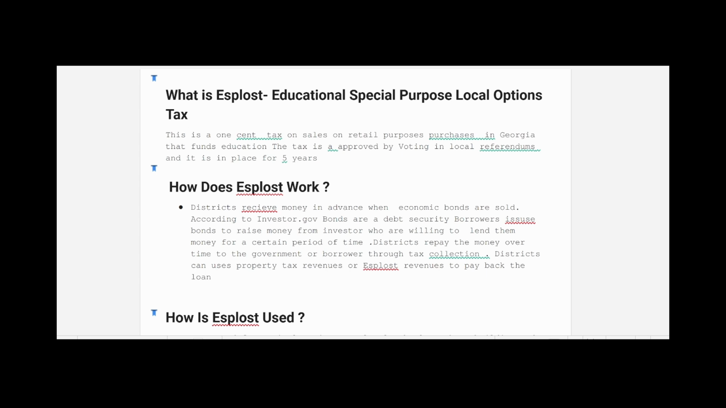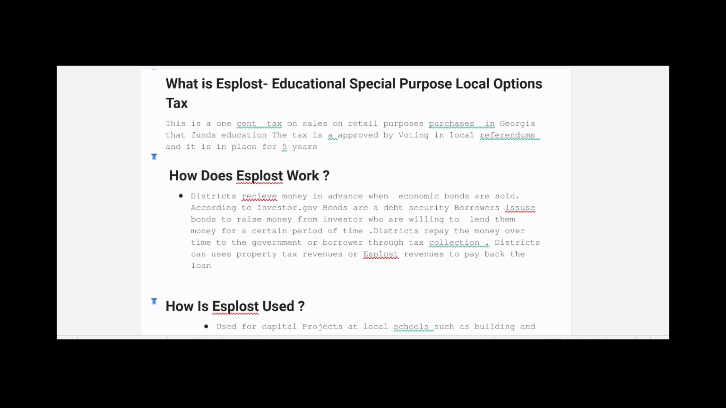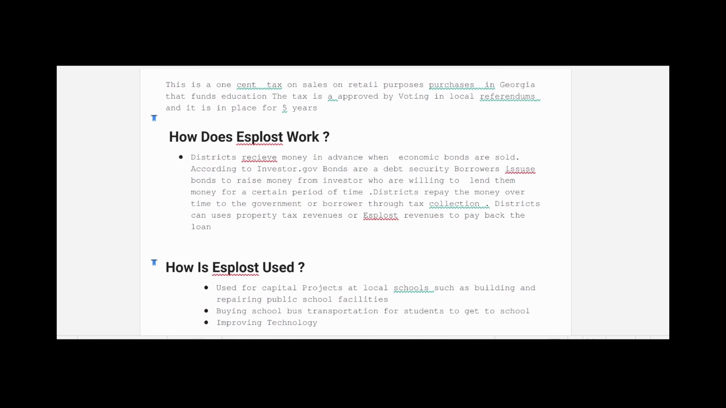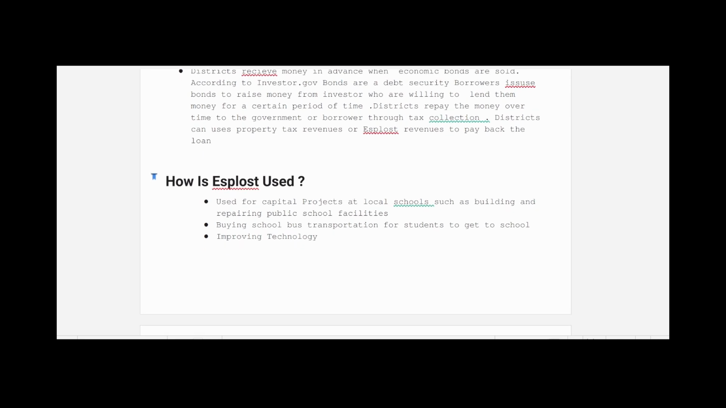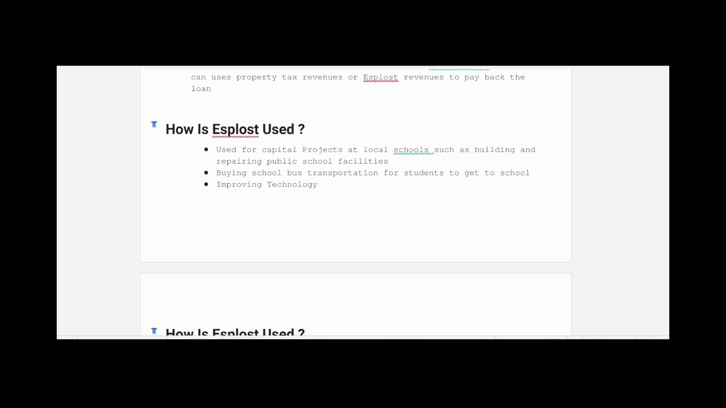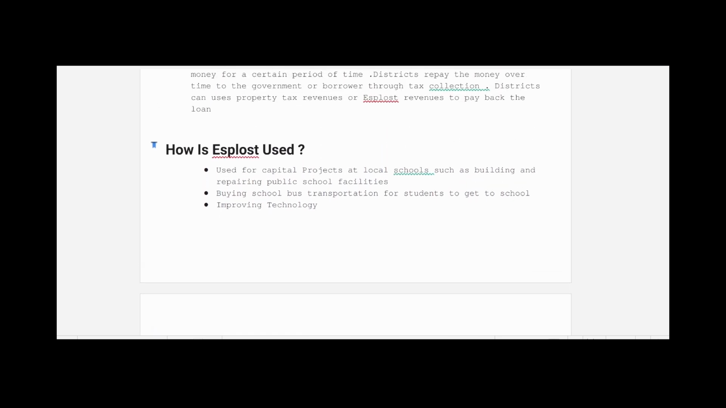And ESPLOST is used to pay for school buildings, school buses, technology, anything that is related to the school systems. And I would like to stop here and say how important it is to people with disabilities. Now, you may think that ESPLOST is just for people that go to school, but they also use some of that tax funding for children with disabilities to help them with services, assistive technology, and things of that nature. They have to be able to provide every child equal education. ESPLOST is one of the ways that they do that.